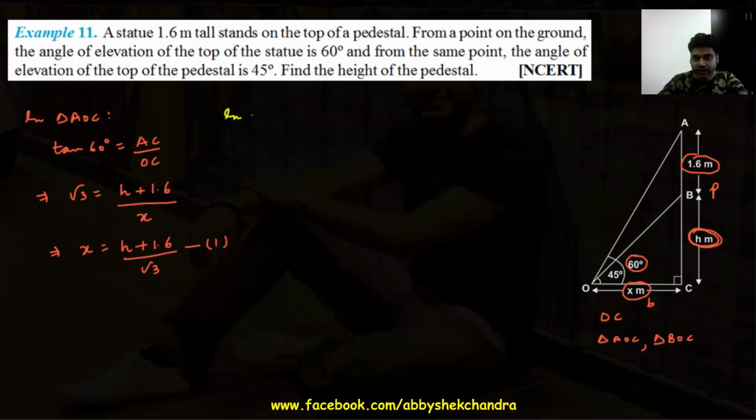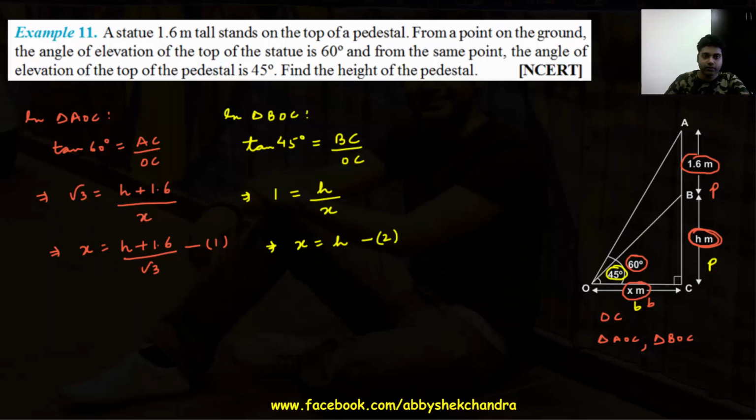Now in the next triangle, triangle BOC, the angle is 45 degrees with respect to this angle. Again, this is the base and this is the perpendicular. So again we are going to use tan theta. Theta here is 45 degrees. So tan 45 degrees equal to BC by OC, or tan 45 is 1, BC we have assumed to be H, and OC we have assumed to be X. So X equal to H here.